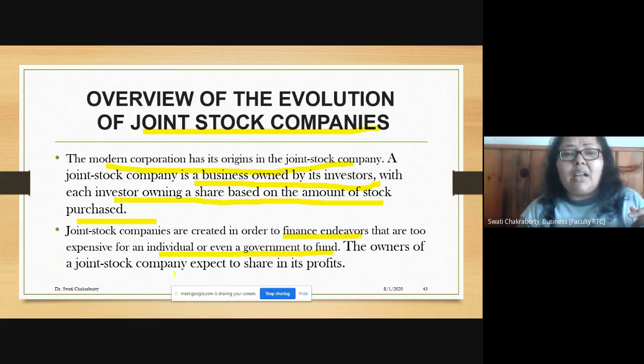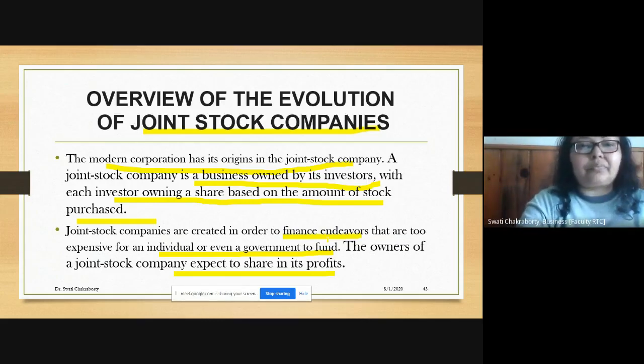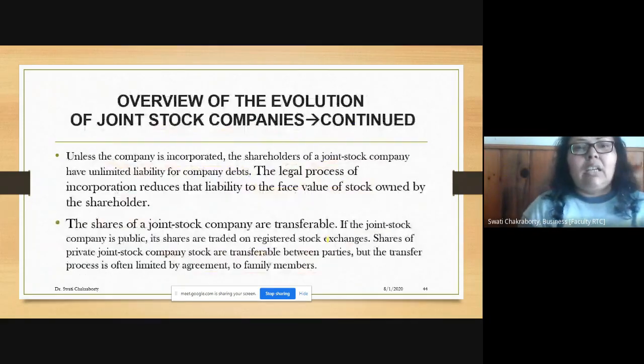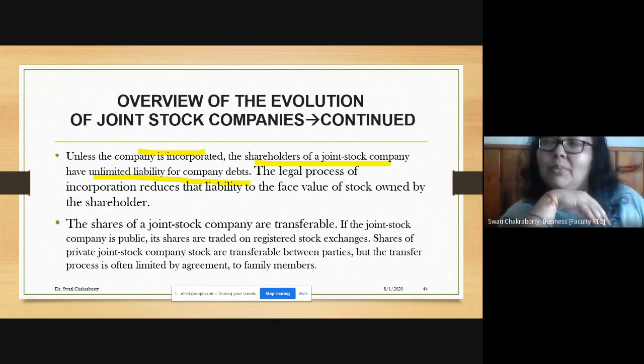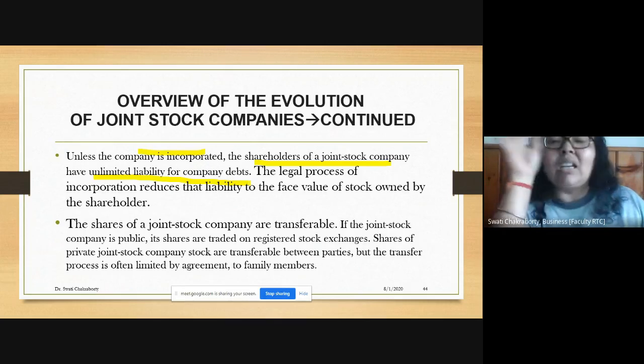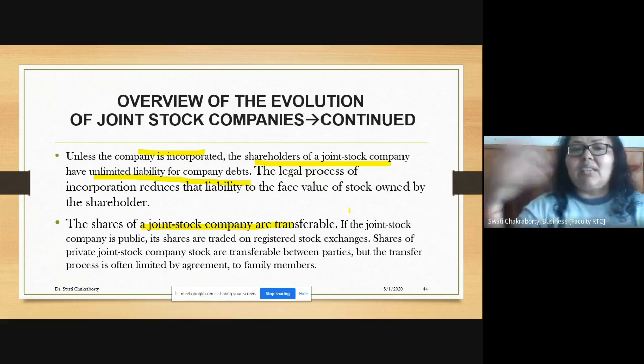The owners of the joint stock company expect to have a share in its profits, because they're investing money. Unless the company is incorporated, the shareholders of a joint stock company have unlimited liability for the company's debts. If it's incorporated, then the shareholders have limited liability. The shares can be transferable, as we said. You can buy and sell shares.